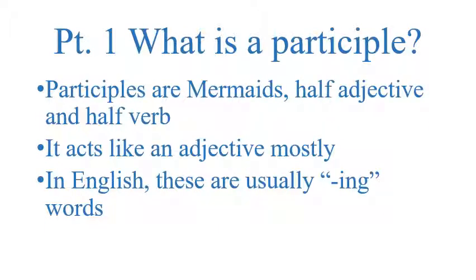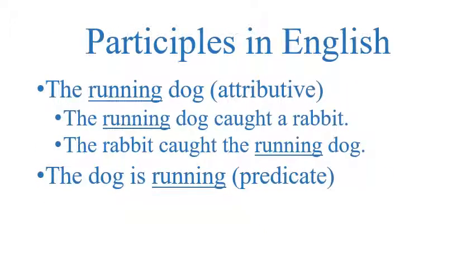In thinking about participles, I like to remember them as mermaids. Just like a mermaid is half fish and half human, a participle is half adjective and half verb. And just like a mermaid lives in the sea and acts more like a fish, a participle acts mostly like an adjective. When we think about English, these participles are our -ing words. To form the participle in English, we take a verb and we add -ing to it. The verb run becomes running.